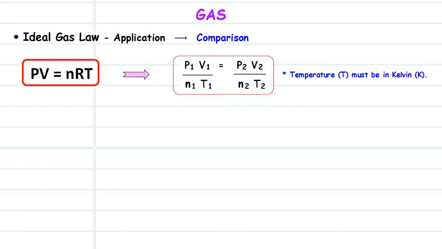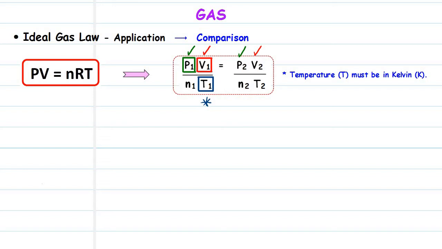In order to do that, we first convert PV equals nRT to the formula P1V1 over n1T1 equals P2V2 over n2T2. In this formula, we can see the physical properties of gas: P, V, and T. Usually, when we compare two different situations of gas, the pressure P and the volume V can be in any units, as long as they are consistent on both sides. However, the temperature T needs to be in Kelvin.